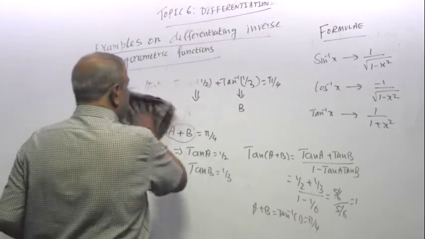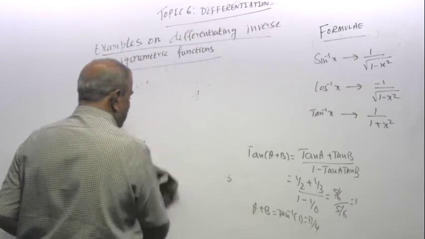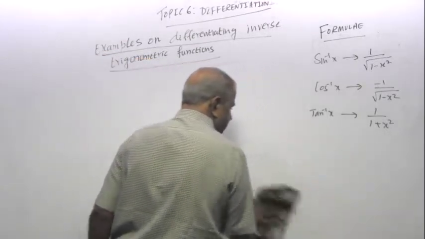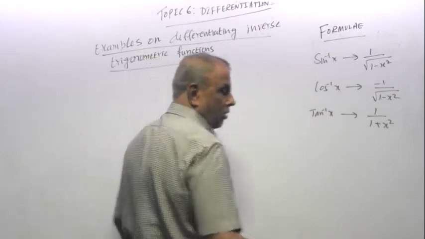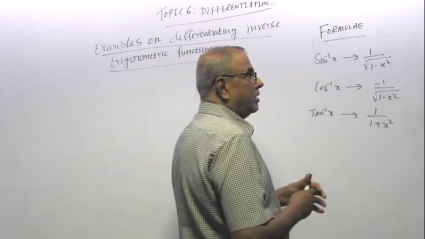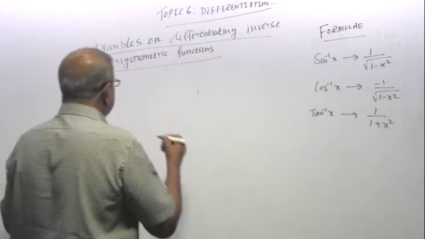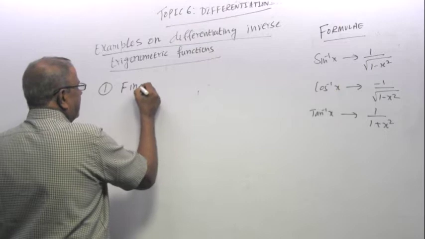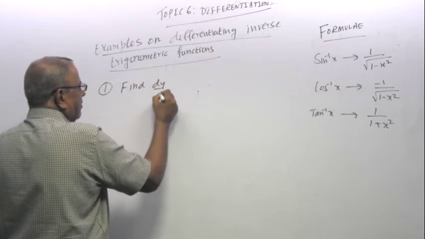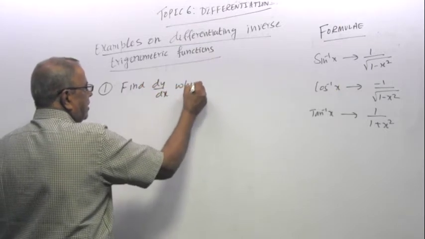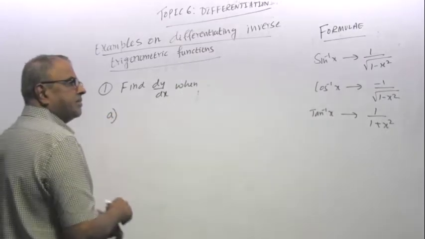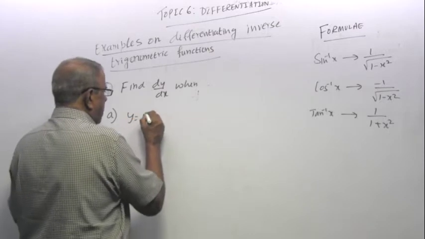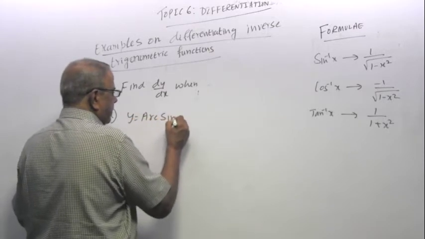So I want to go into differentiation now. Let's do some basic differentiation before you take up some interesting questions. Alright? Differentiate with respect to x. Okay? Find dy by dx. I think that's better. Let's look at part A, y equal to arc sine 2x.